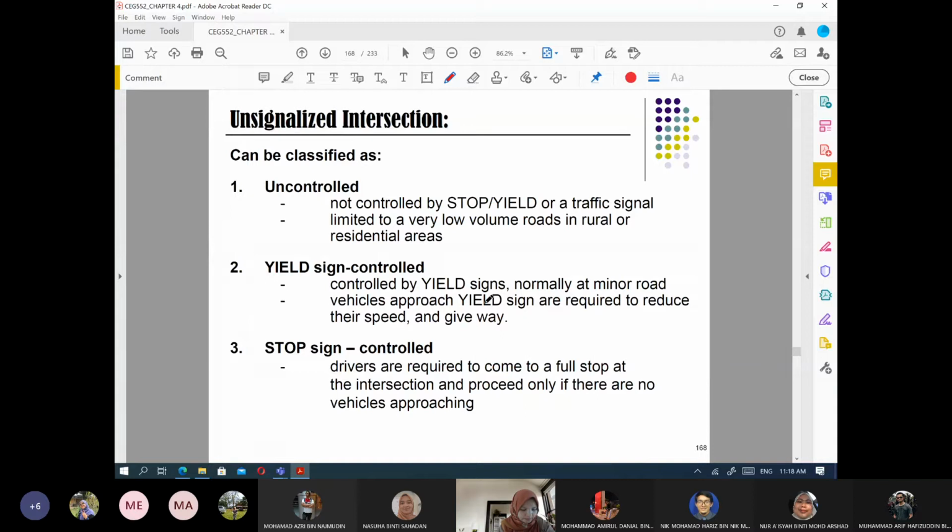And number 3 is for stop sign control. Drivers are required to come to a full stop at the intersection and proceed if there are no vehicles approaching. Yang ni biasanya dekat major road dia tu heavy vehicle. So kita akan letak stop sign dekat minor road. Yang yield tadi tu the major road masih lagi dia punya apa, volume of vehicle is intermediate punya volume lah, right, compared to those with stop sign control lah.